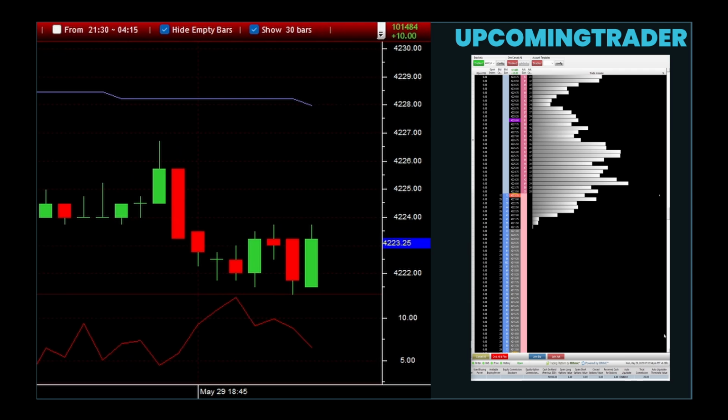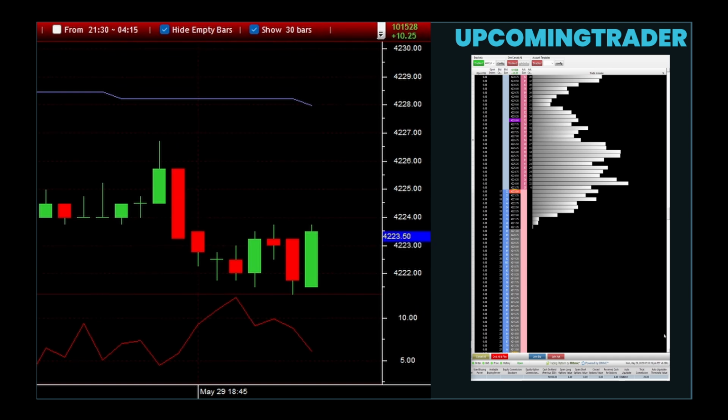And do not forget about those single prints. These show where the price moved so fast that there was almost no trading. When the price comes back to these areas, they can be like strong barriers. They are often levels that cause the price to either reverse or break strongly.